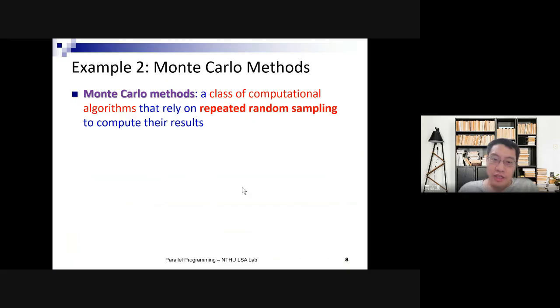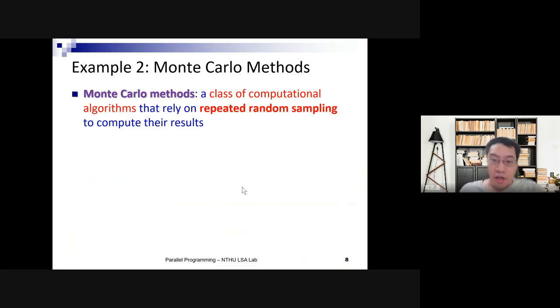All right. So as you can see, image transformation is really simple and very fit for parallel processing. That's why GPU is designed for image processing.